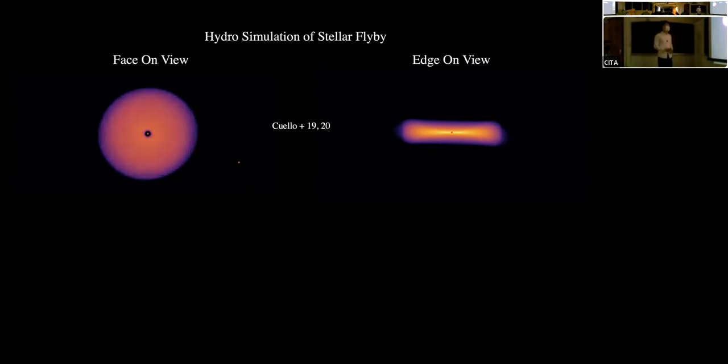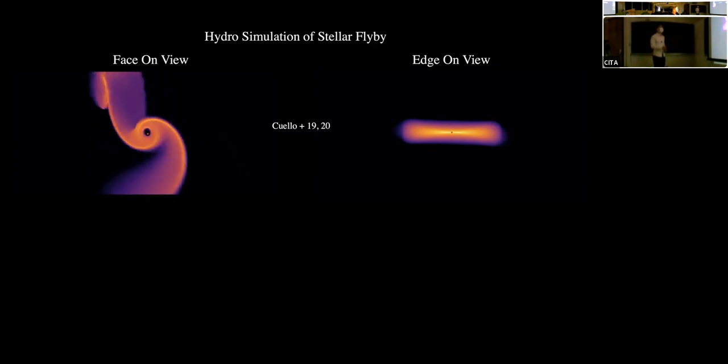So let's play the movie. This object comes in and perturbs the disk, and it goes away with 2 spirals. So the flyby drives 2 spirals, which look fairly symmetric in this view, but the 2 spirals are actually quite asymmetric.